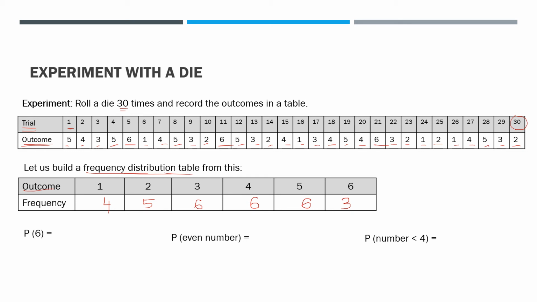Now let's compute probabilities of different events. First one here, probability of rolling a 6. Okay, let's see. Total number of times you roll the die is 30 times.